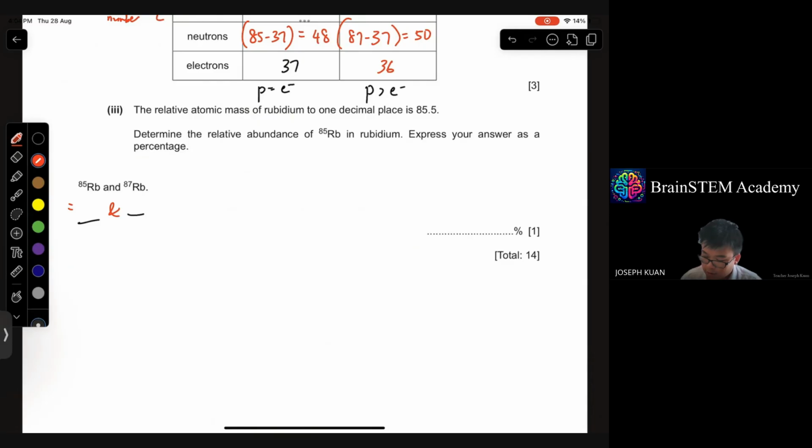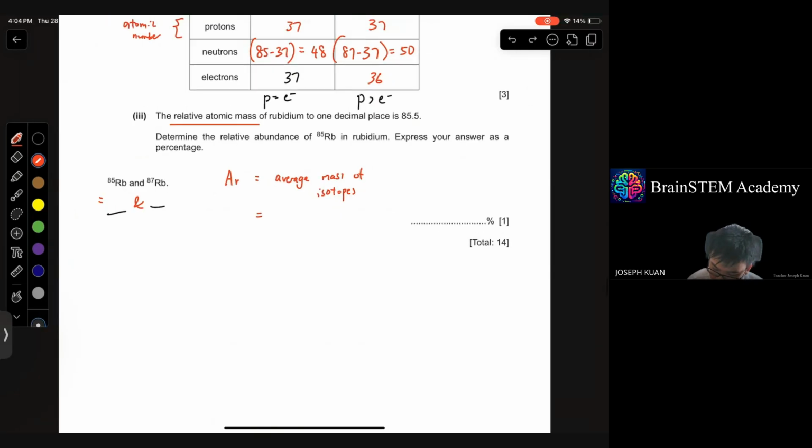What we can do is use what relative atomic mass means. Relative atomic mass is the average mass of the isotopes. We don't know the percentage abundance of these 2 isotopes, so we can let one be x, and this one will be 100 minus x. Why 100 minus x? Because total percentage abundance is 100.